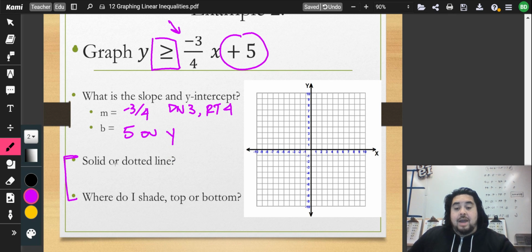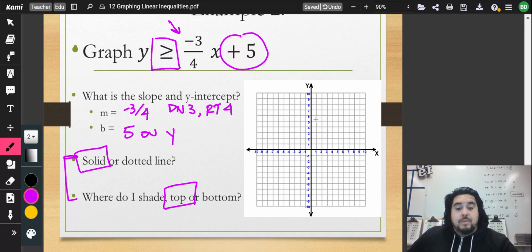Okay, I'm looking at my inequality. I notice it has an or equals to underneath, so I'm going to graph a solid line. And then where do you shade? It says greater than or equal to. Greater than or equal to means I'm shading on the top. Okay, so solid line, and I'm shading on the top. Okay. Now, again, I'm going through all of this in my head. These are the decisions I make before I go to graph. So now we can graph.